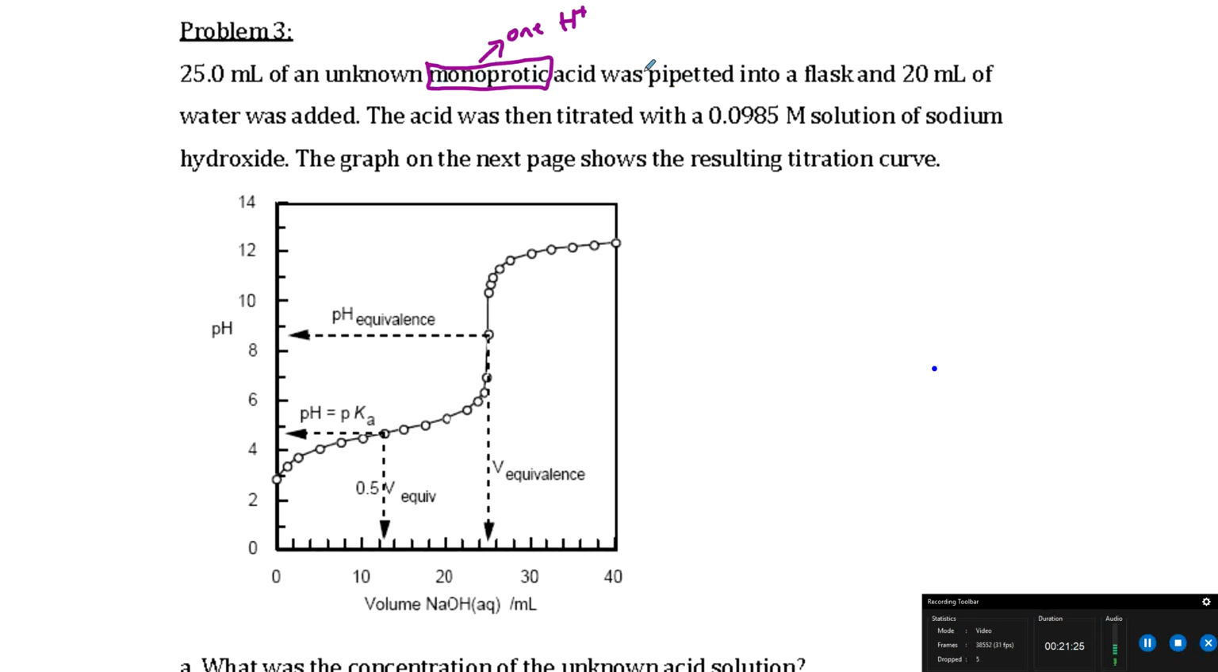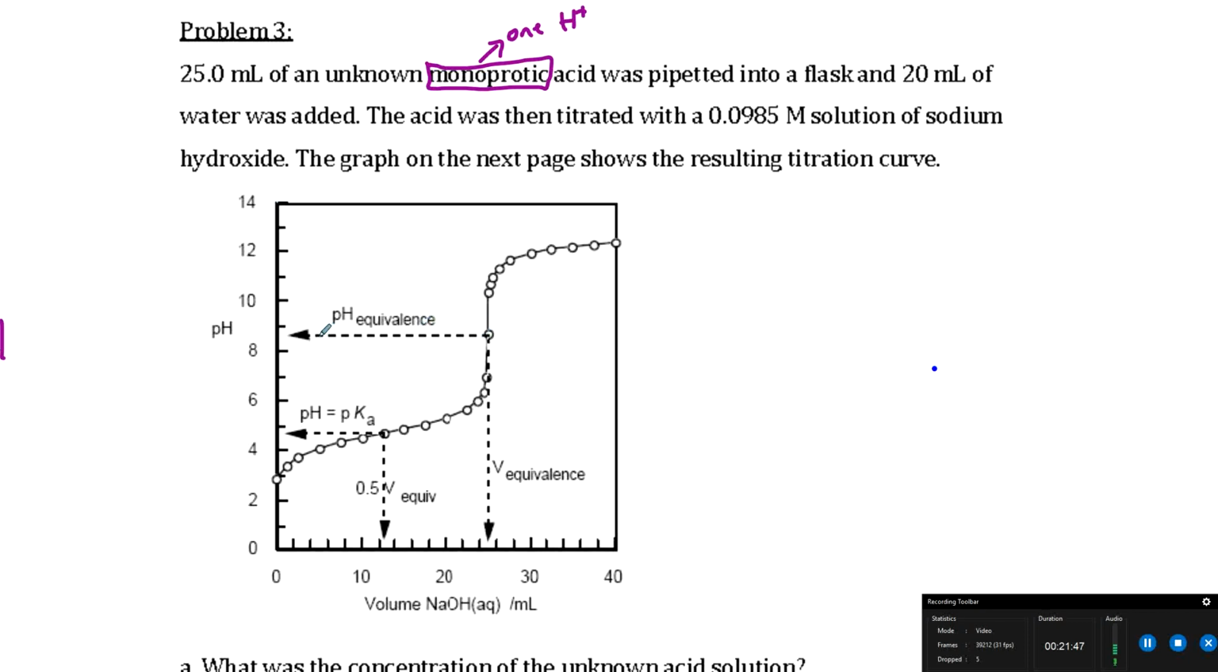Okay, so we have some sort of monoprotic acid pipetted into a flask, and 20 milliliters of water was added. The acid was then titrated with a 0.0985 molar solution of sodium hydroxide. Here's the graph, here's the titration curve. Okay, so what can we pull from this?